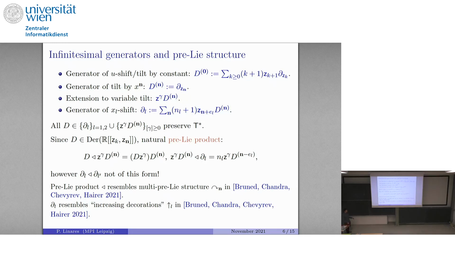Some connections with the existing literature. The pre-Lie product that I defined before with the Z gamma dn resembles the curvy arrow in the paper by Yvain Bruned, A.J. Chandra, Ilya, and Martin Hairer on renormalizing SPDEs and regularity structures. Whereas the generator of the shift resembles the increasing decorations operation at the level of trees.